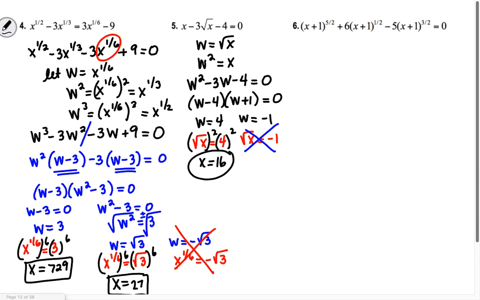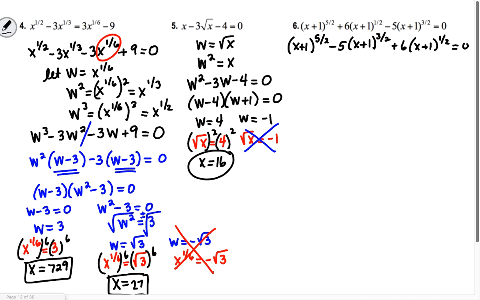All right, so the next one. We have powers that are 5 over 2, 1/2, and 3 over 2. What's the smallest power? 1/2. We have to write it in descending order first. It makes things a lot easier. So I'm going to rewrite. So I have x plus 1 to the 5 over 2, minus 5 times x plus 1 to the 3 over 2, plus 6 times x plus 1 to the 1/2.